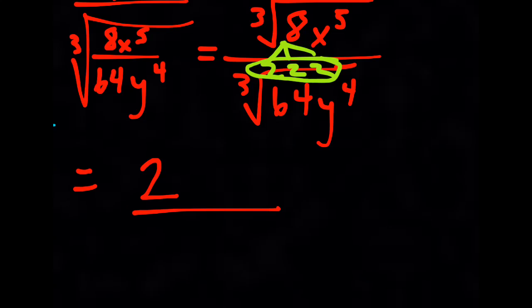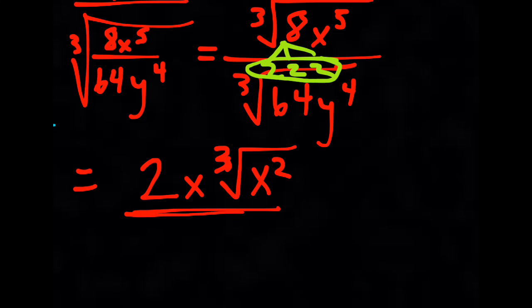fractions. Now with the power of x, the exponent of x is 5. So I divide 5 by 3, and 3 goes into 5 one time. So it'll be x to the first, or you don't have to put the exponent there. Then what's going to be left under the cube root? 2 times x to the second.